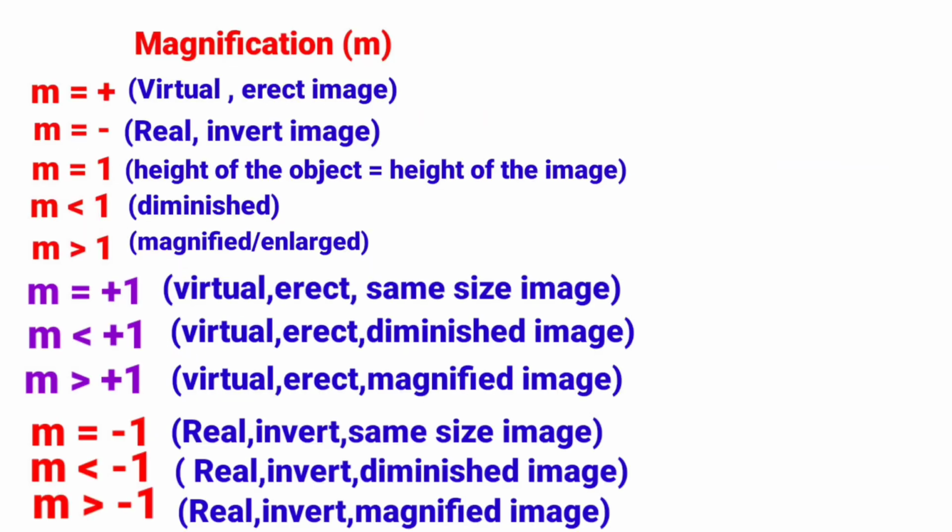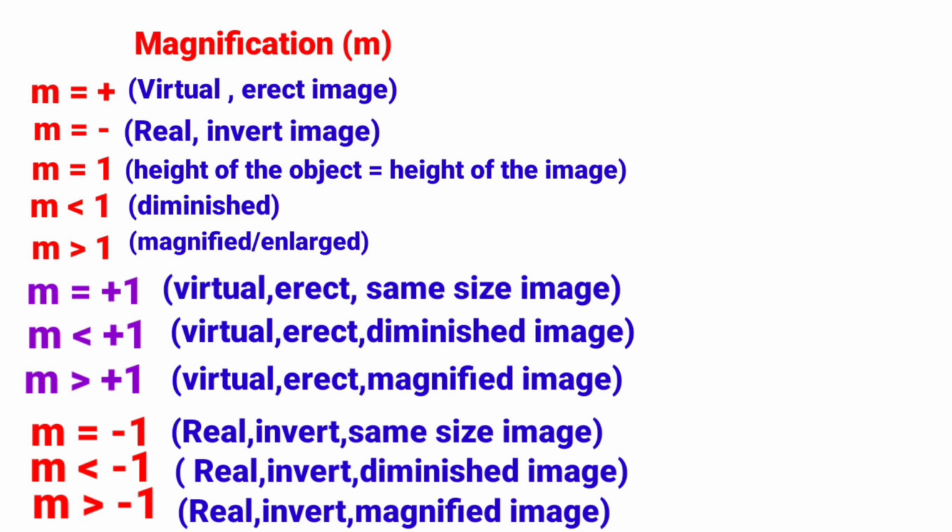Now, how is magnification helping us to find out the nature of the image formed by spherical mirrors? If magnification is positive, then it is a virtual and erect image. If magnification is negative, then it is a real and inverted image. If m is equal to 1, then the height of the object is equal to the height of the image. If m is less than 1, diminished. If greater than 1, magnified or enlarged.